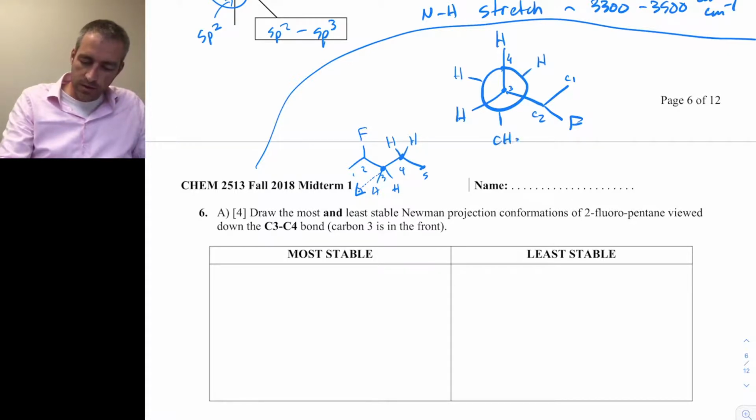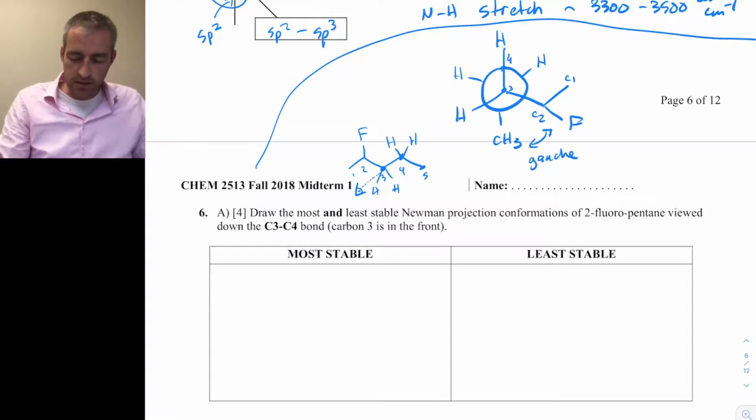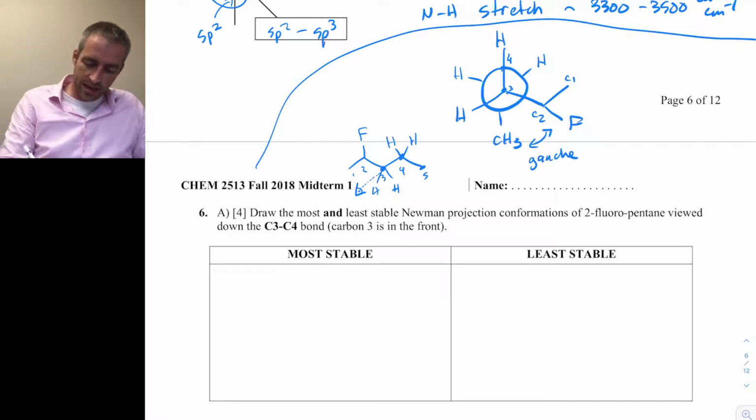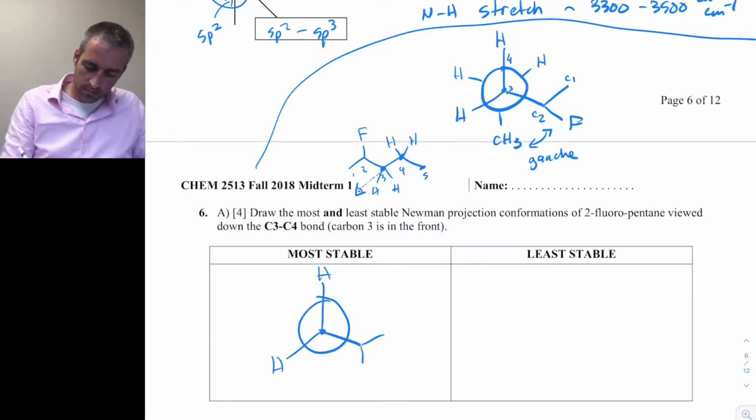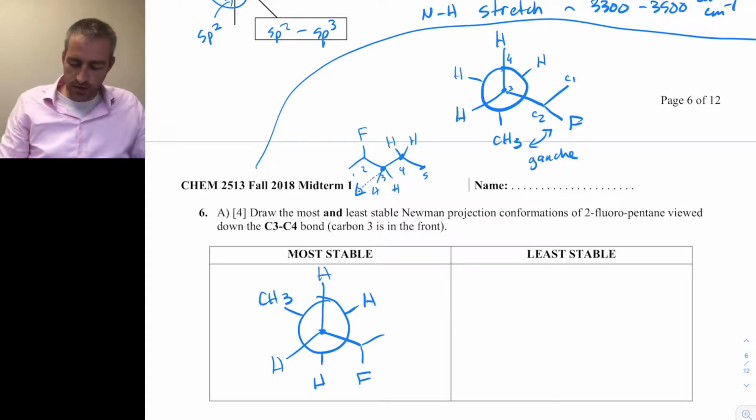methyl. Now the one I have has the two bigger groups gauche, which means it's not the most stable conformation. Most stable will be anti, so I'll draw that as an anti like so. I'll leave the front carbon the same. But the back carbon I'll rotate around. So the two big groups are anti to each other. Least stable would have them eclipsed.